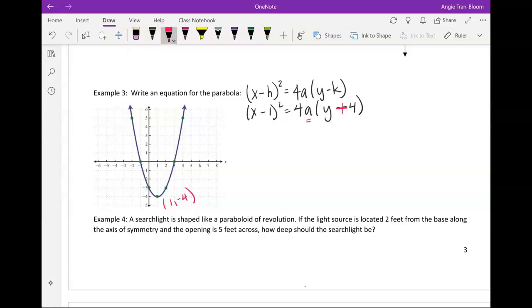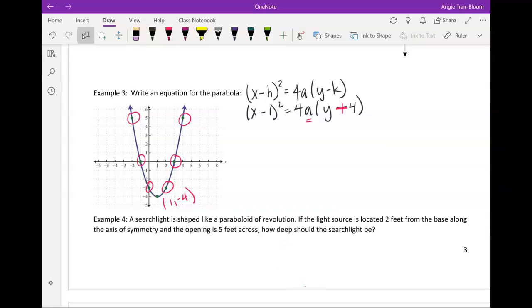Well, if I can find a, then I would be good. To find a, you can pick any point that you have not used. Not all the time am I going to give you the dots, but any point that you have not used works. Since I've already used the vertex, I can't use it again.